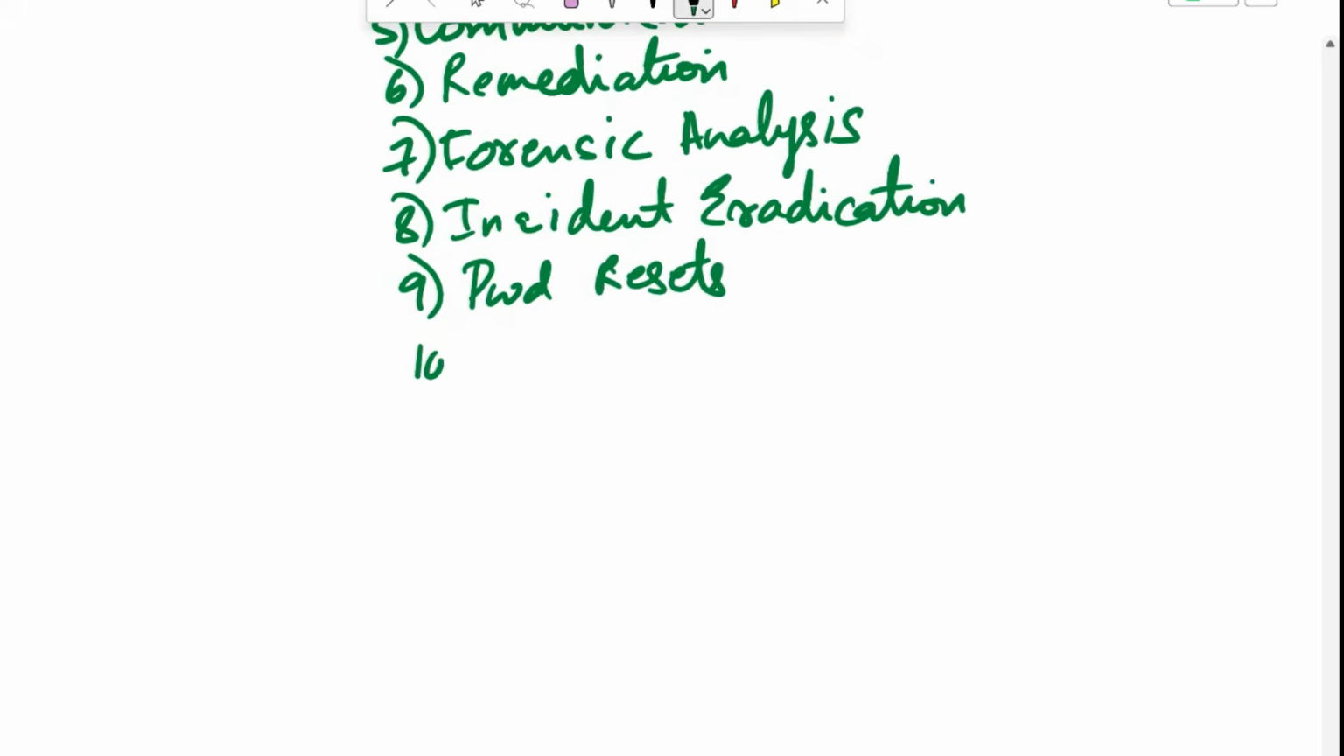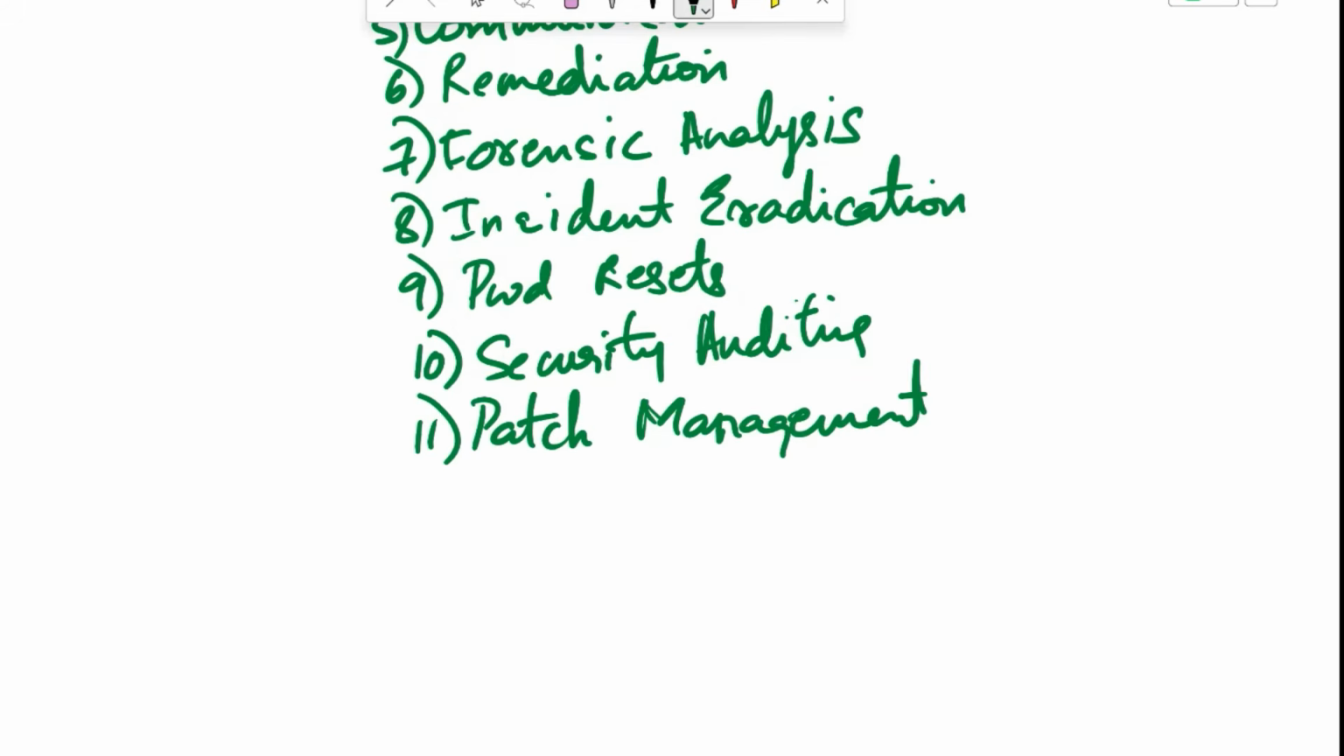Next is security auditing. Conduct a security audit to identify any other vulnerabilities or weaknesses that could have contributed to the successful attack. Next is patch management. Apply patches and updates to the affected systems to address the vulnerability that was exploited. Prioritize this step to prevent similar future incidents.